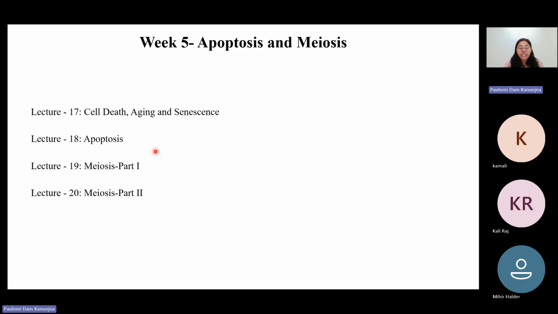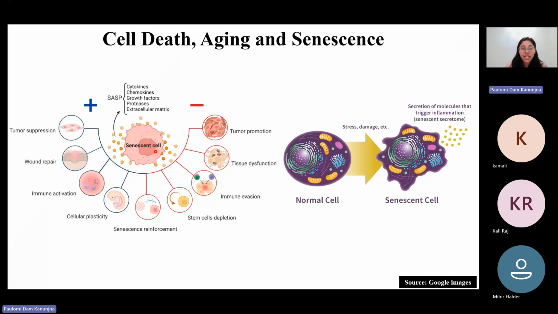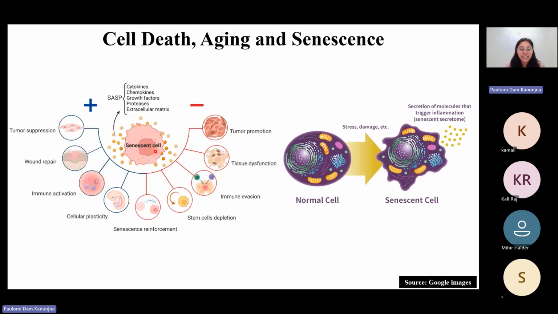I'll begin the question explanation for the lectures so that we will be on time. I will go as per the lecture series. First will be cell death, aging, and senescence. Let's begin with that. We already have an idea about what apoptosis is, and we know what necrosis is. We did discuss apoptosis previously, but we will do this in a bit more detail in this session.